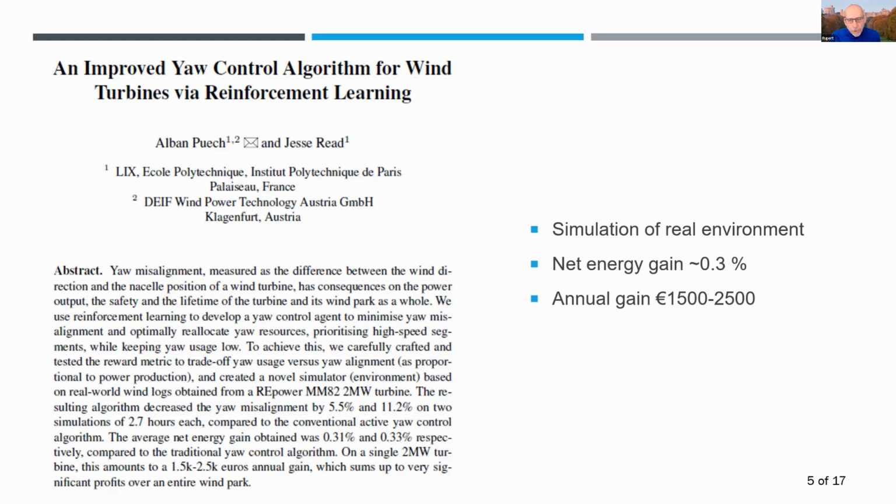And this paper claimed an energy gain of 0.3% on traditional controllers, which might not sound much, but it works out about €2,000 per year per wind turbine, so that's quite a lot.